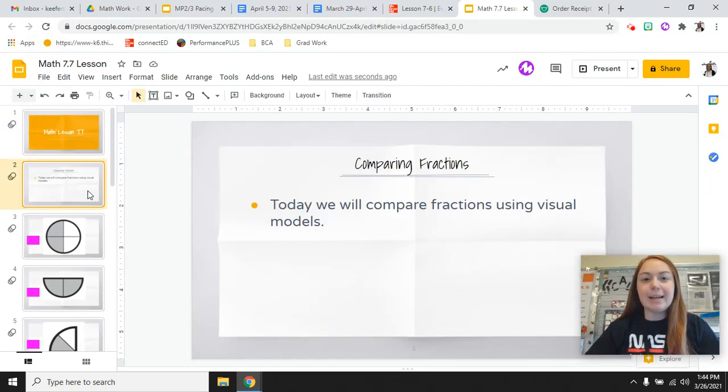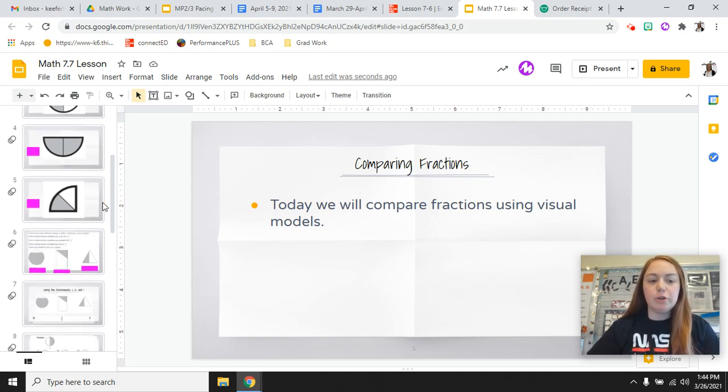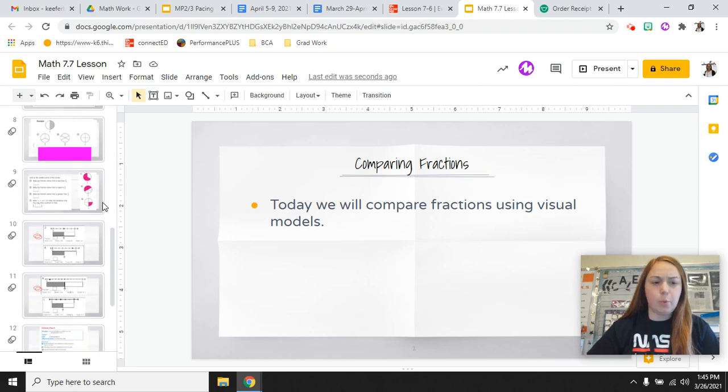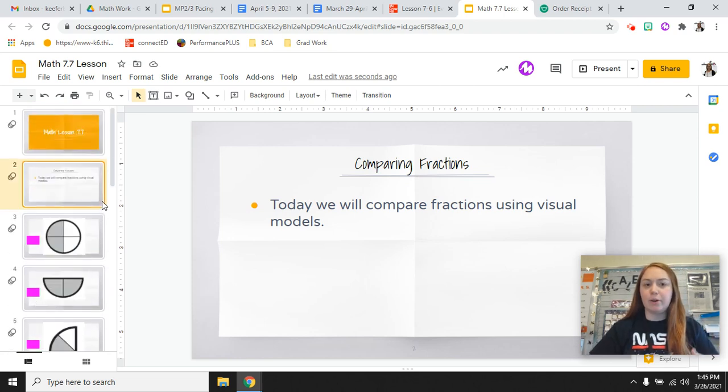What we're going to be doing today is comparing fractions using visual models. For this one, you are just going to need your whiteboards. We're just going to be writing our answer on our whiteboards. There is a workbook page that you will do later with your teacher, and that is also talking about comparing fractions. But for this one, we're just going to need our whiteboards.